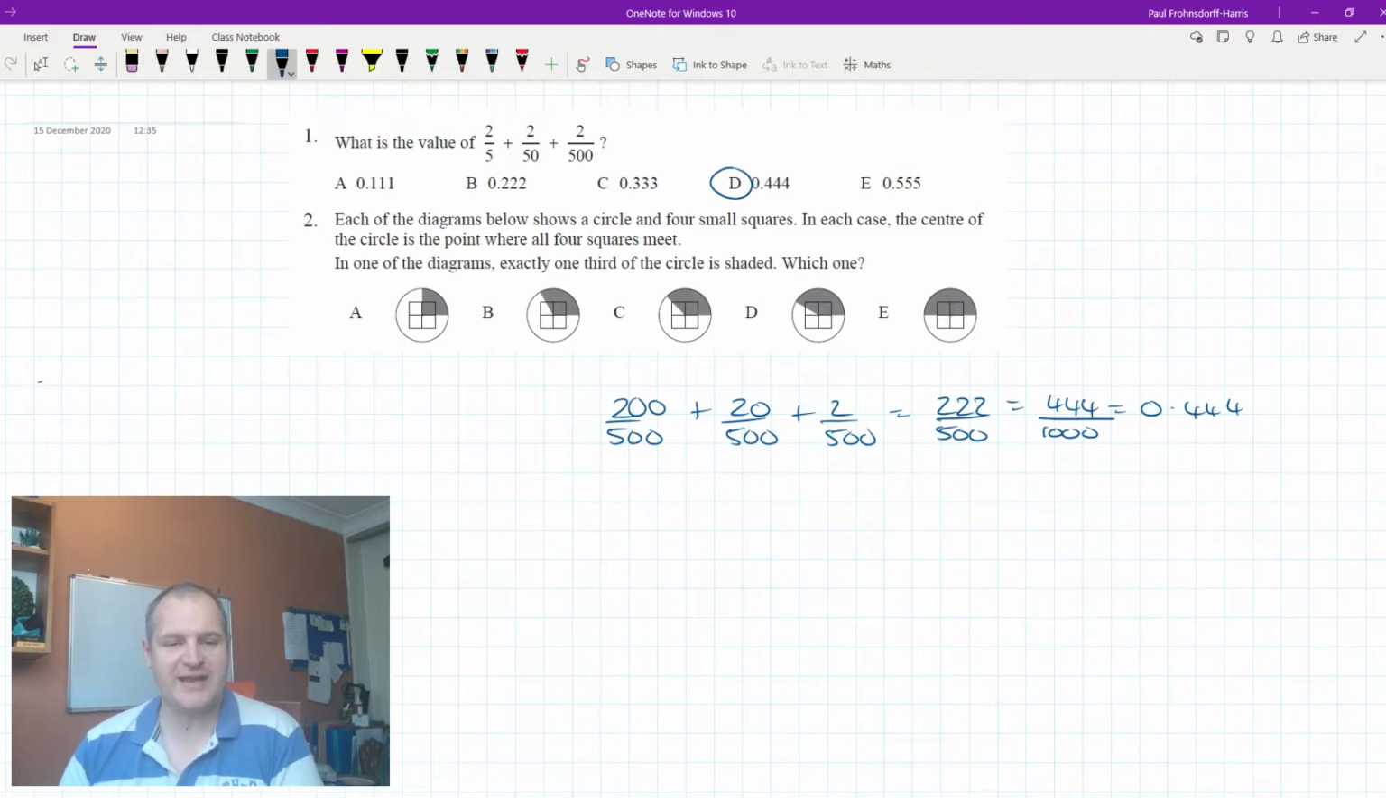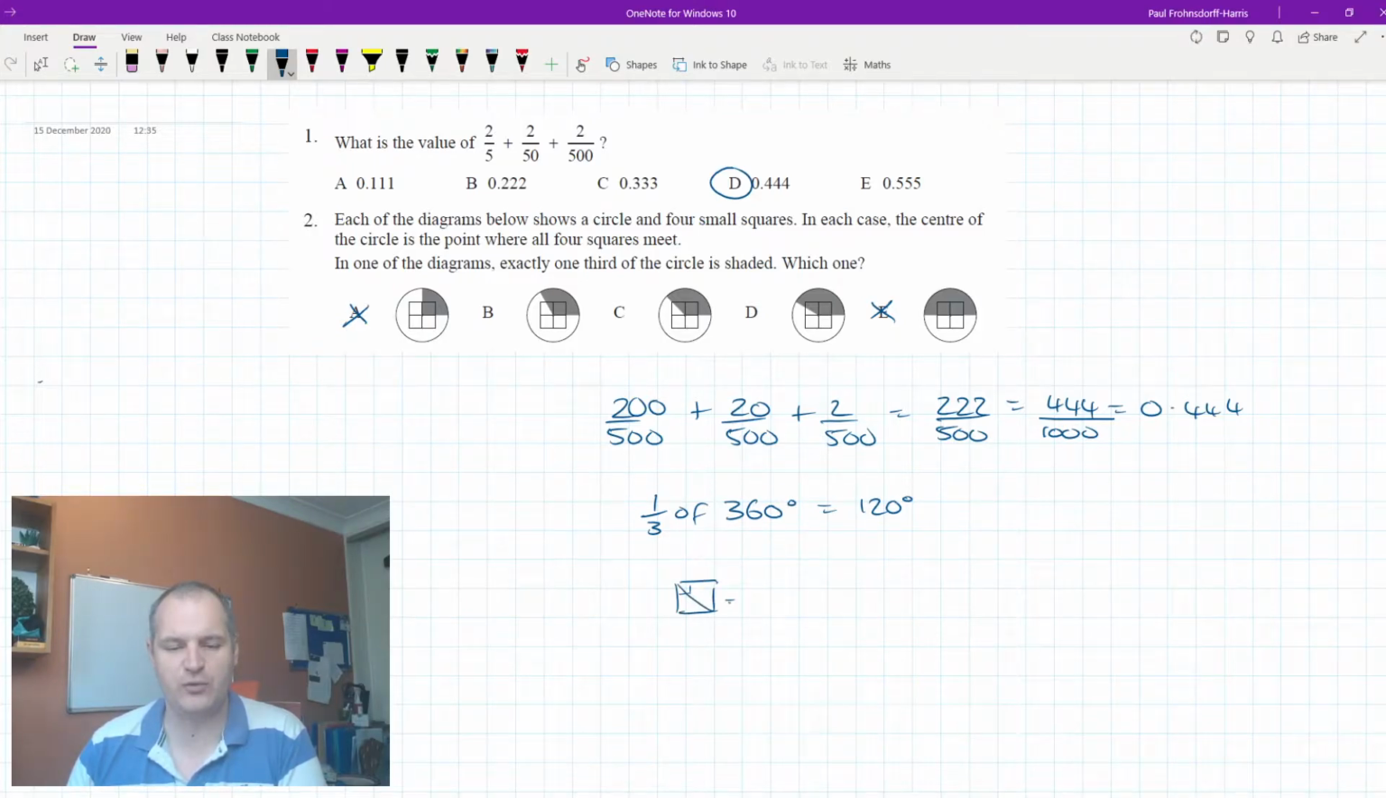Question 2 says, each of these diagrams below shows a circle and 4 small squares. In each case, the centre of the circle is the point where all 4 squares meet. In one of the diagrams, exactly 1/3 of the circle is shaded. Which one? Well, the first thing I'm going to do is realise that 1/3 of 360 degrees is 120 degrees. So I can immediately eliminate the 90 degrees one and the 180 degrees. In fact, we know that half of a square, because we know that that's 90, is going to be 45.